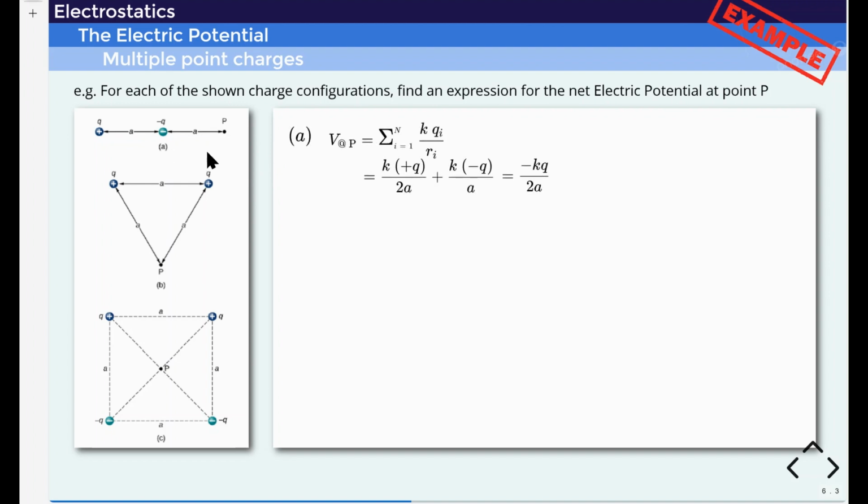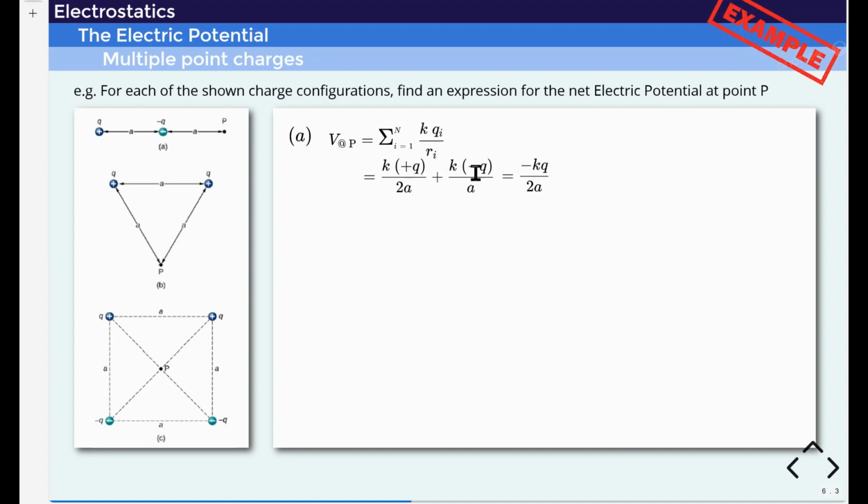Well, I would calculate the contribution from each one. So I say the positive charge is separated from that point P by twice a. That's the distance from the charge to the point P. So I say k times that charge over 2a. So this is the contribution from the positive one. And then the contribution from the negative one is k times the negative Q over the distance from the negative Q to the P, and that distance now is a. So the positive charge is separated by distance 2a, but the negative charge is only separated by distance a. And then if I do this algebra, I get that the potential at point P is negative.